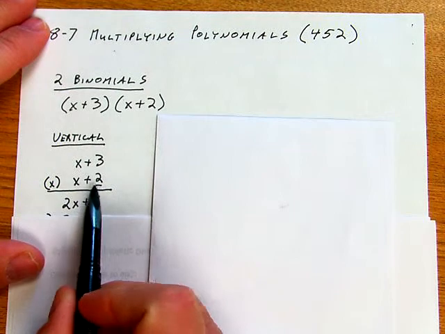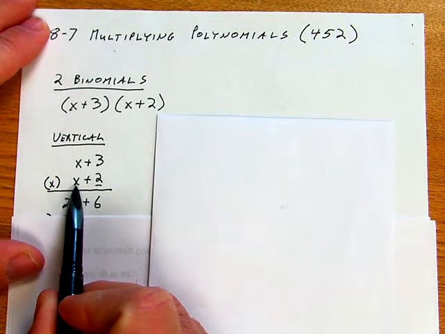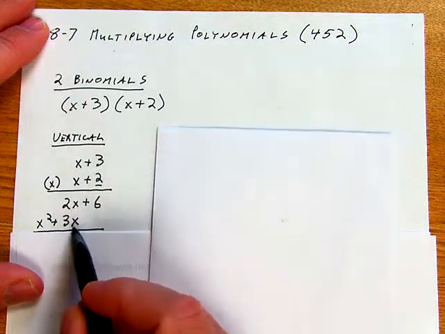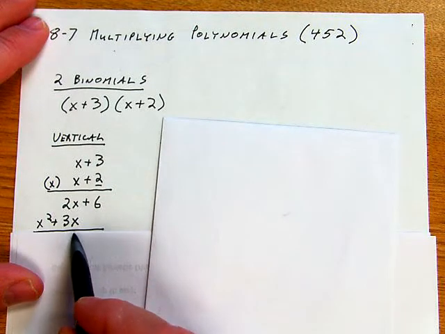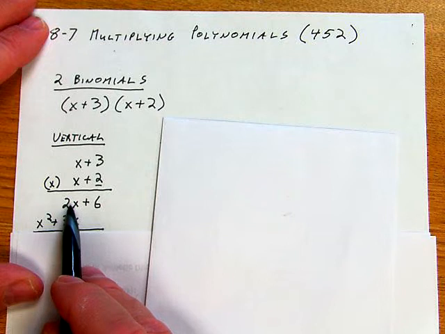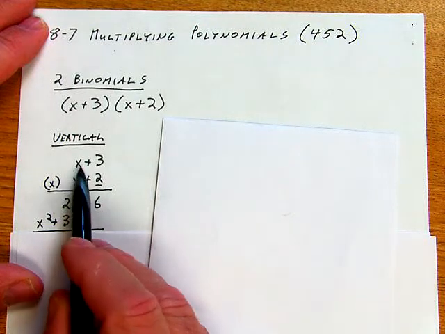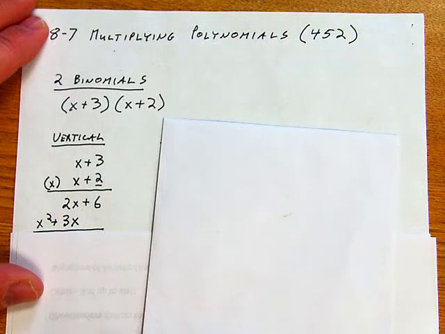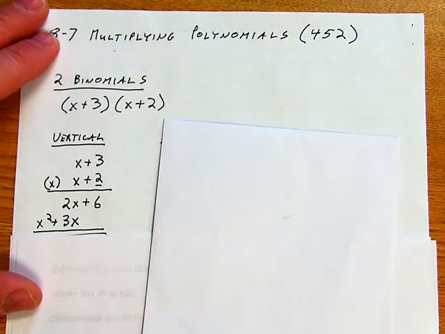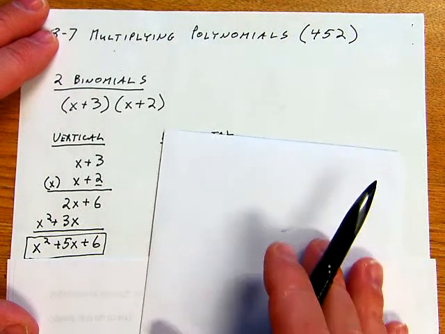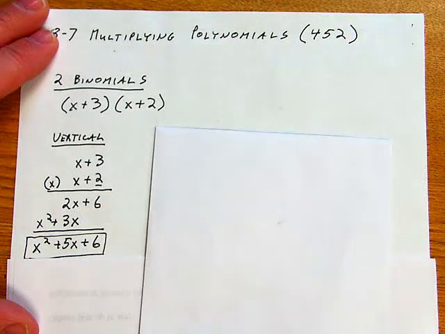We now have to move from the first term to the second term on the bottom binomial and multiply it. X times 3 is 3x, and notice how I line it up so that it's in line with its like term, the partner term 2x above. And then x times x is x squared. Now they're all lined up by the degree of each term, and then I add them together and I get my final answer, x squared plus 5x plus 6.